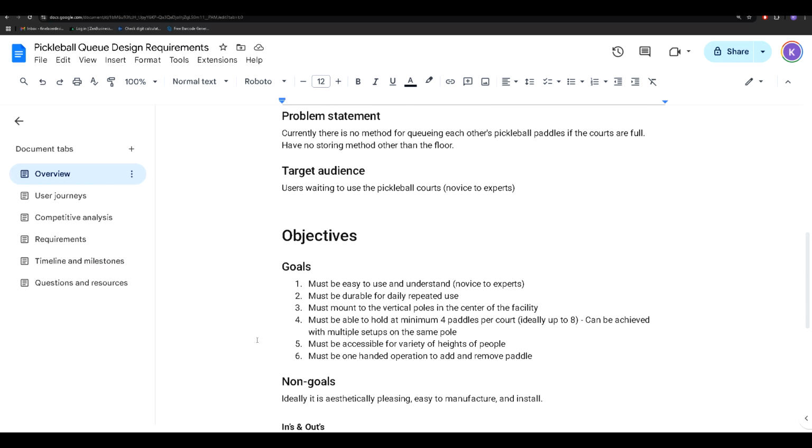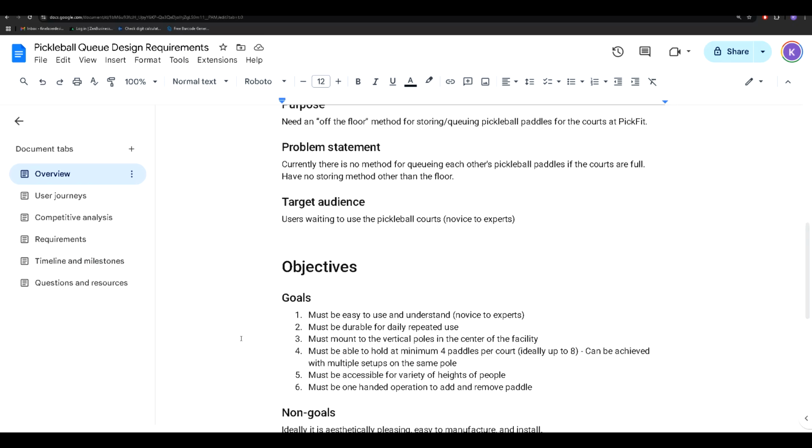And the goals here, most of these are all must-haves just because this is what we want. So it's got to be easy to use and understand, as I mentioned. It's got to be durable for daily repeated use. This is going to be used every day. It must be mounted to the vertical poles in the center of the facility. So part of this problem above is we need an off-the-floor method.